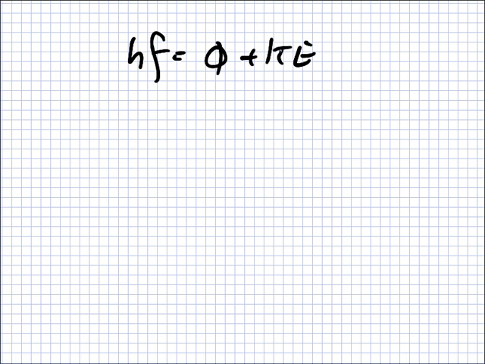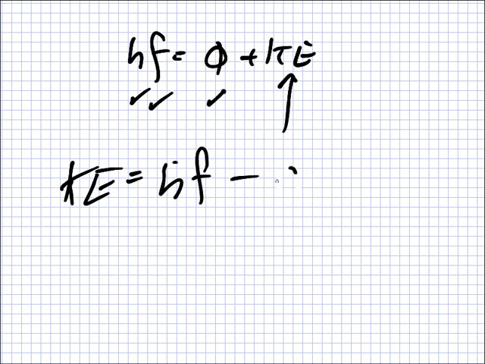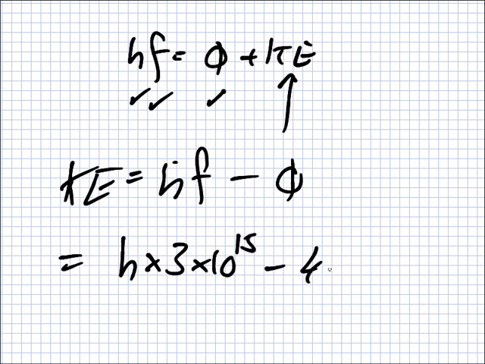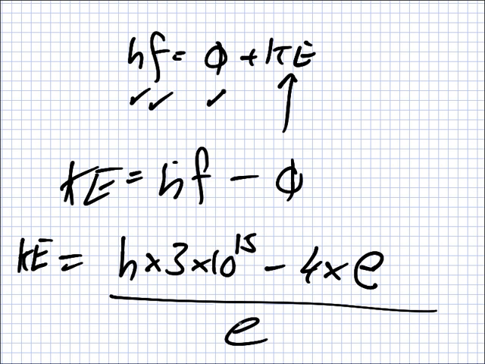And what do they give you? They give you F, and we know H. And we know the work function. Oh, so they just want this. So the KE equals HF minus the work function. The H, whatever it is, times 3 times 10 to the 15 minus 4. And don't forget the E, because the unit is electron volts. This is the kinetic energy, but they also want the kinetic energy in electron volts. So you have to divide the answer by E.